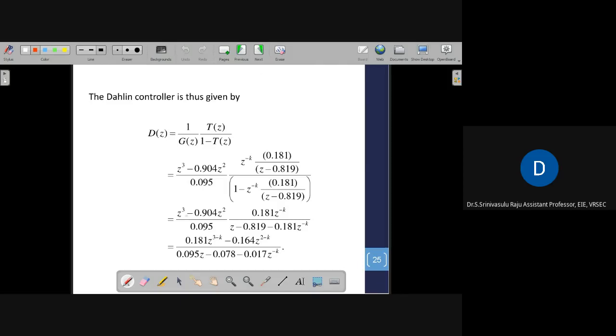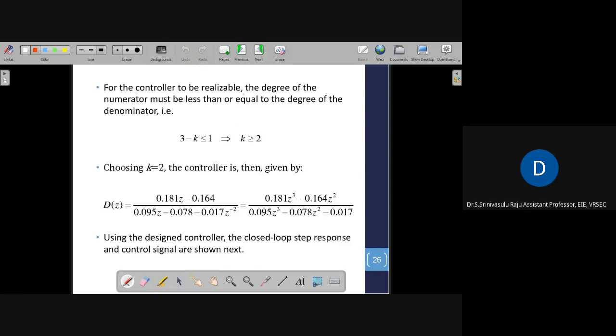So I am substituting here. We know g of z and we know T of z, so we substitute them in the d of z equation. This is the numerator part and this is the denominator part. Now if you see, the order of the denominator should be higher than or equal to the numerator.